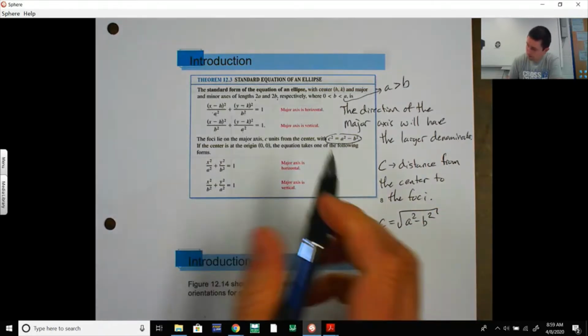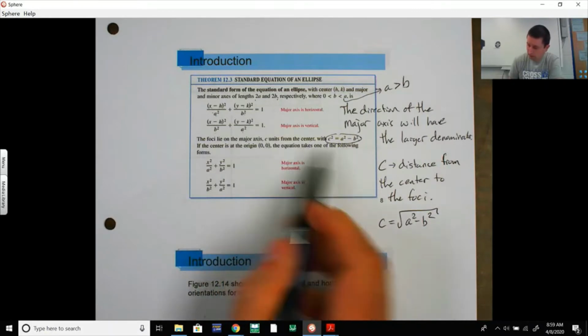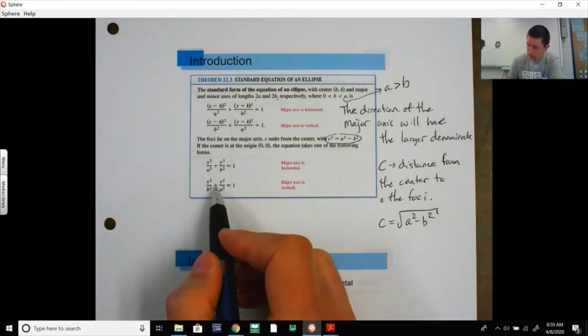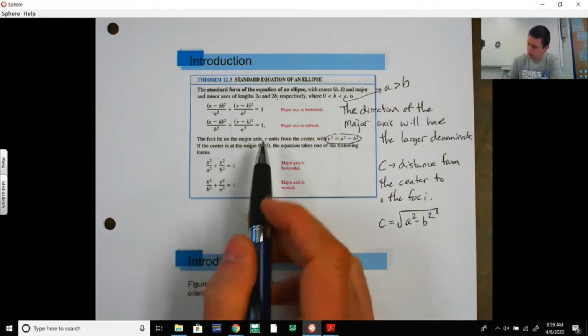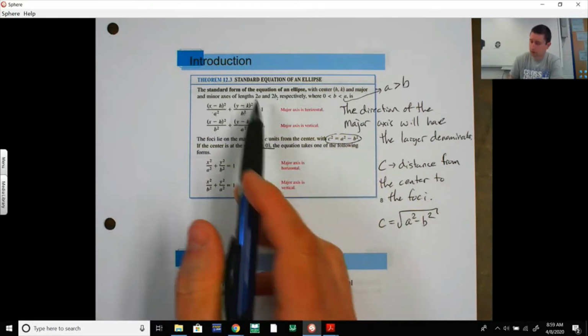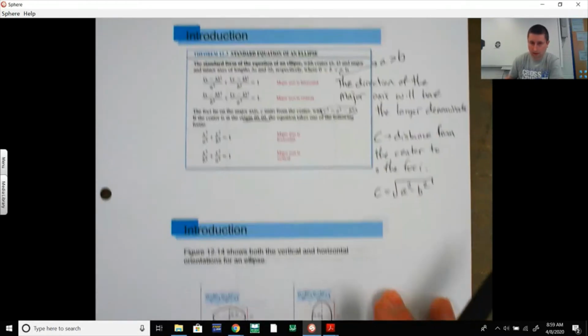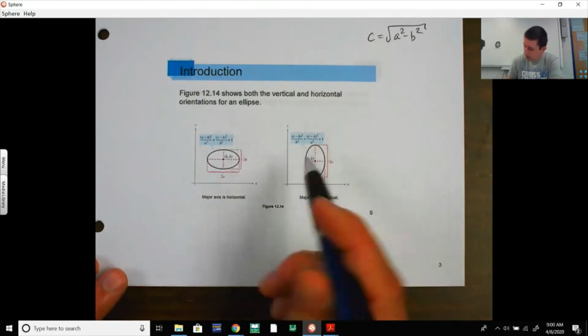If the center is at the origin (0, 0), the equation takes one of the following forms. Notice the minus h's and minus k's go away, because if you're at (0, 0), you're subtracting zeros, which doesn't change anything. If you have the center at the origin, you use these formulas. If you have a center somewhere else, you can look at these up here. Here are both vertical and horizontal orientations.